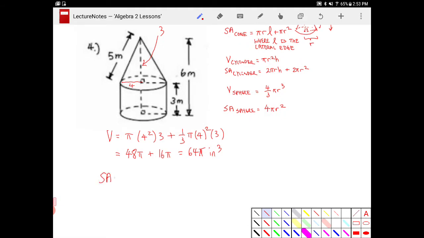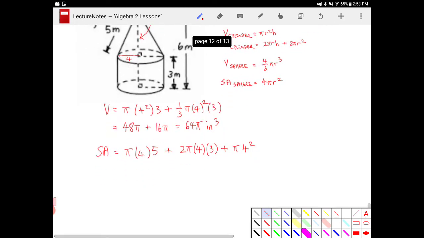The surface area, what will that be? I'm dealing with the right cone above, so it's going to be pi times 4 times the lateral edge, which is 5. I do not add the circular base until I get to the cylinder, which is going to give me a lateral area of 2 pi times 4 times 3 plus the area of the base, which is pi times 4 squared.